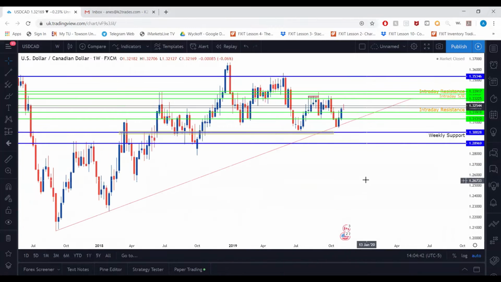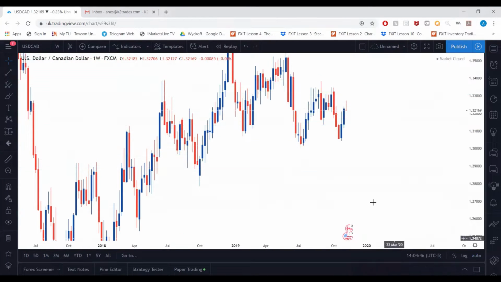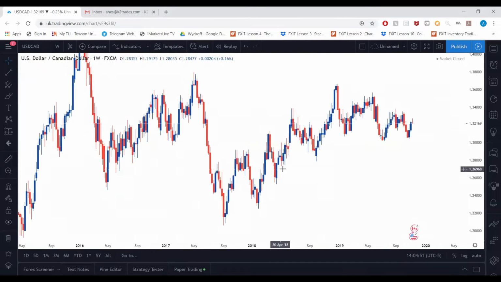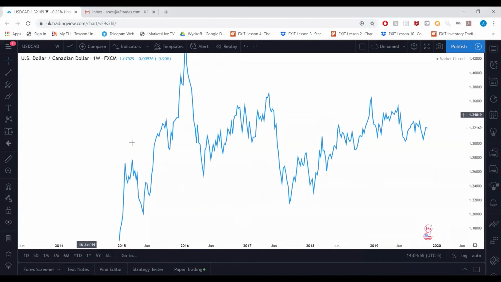So let's look at it on a weekly. I'll clear all drawings. So let's first see our main line of resistance and support on the weekly, which I always do.